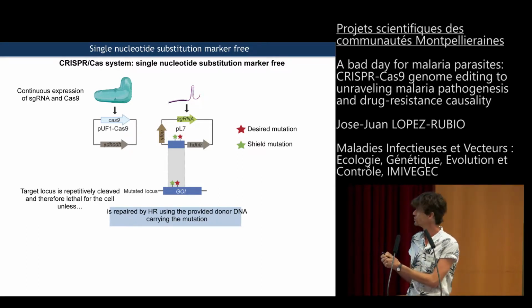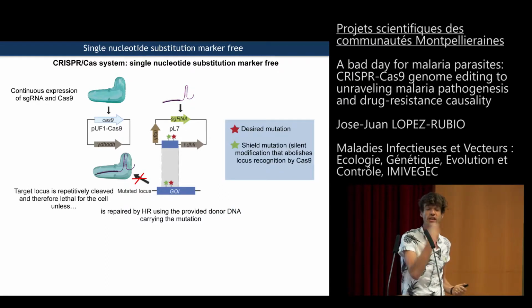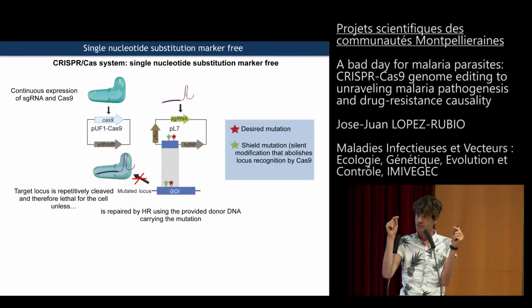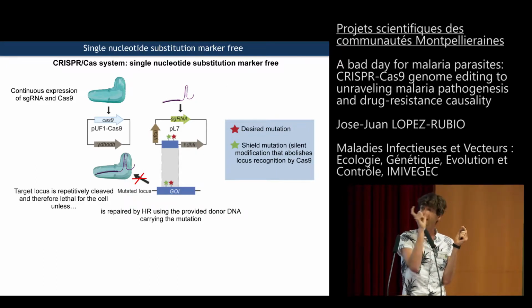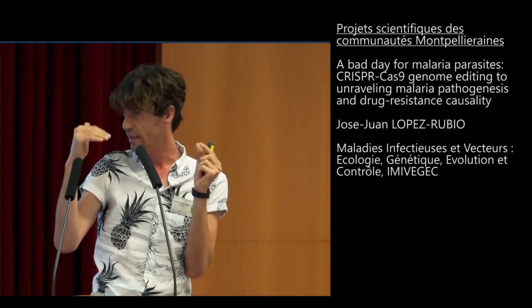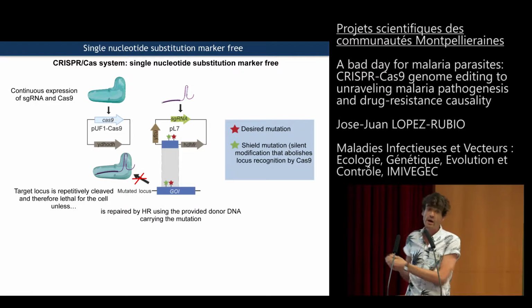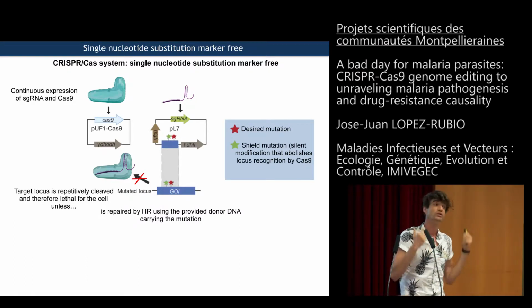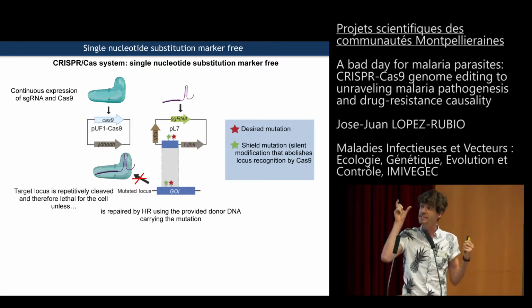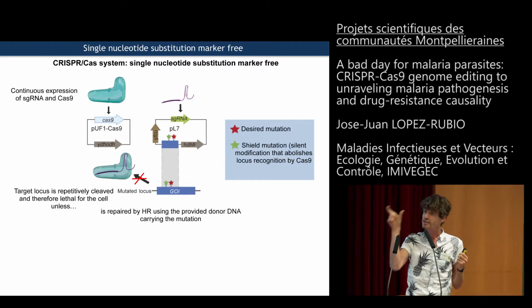The shield mutation is just a mutation that doesn't change the amino acid sequence, but it changes the DNA sequence. And this mutation is exactly in the sequence of the guide RNA. So in the DNA, it's the sequence complementary to the guide RNA. Like that, the locus, once it has been edited, becomes resistant to the action of the Cas9, because Cas9 cannot recognize the locus any longer, because the locus carries this shield mutation that protects it from being recognized by Cas9.